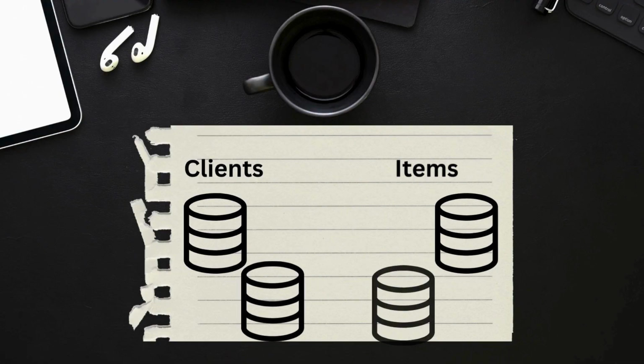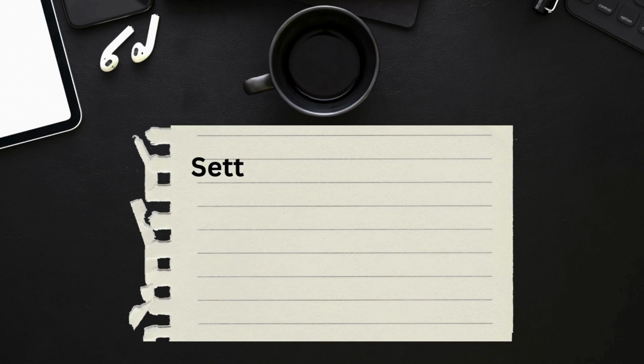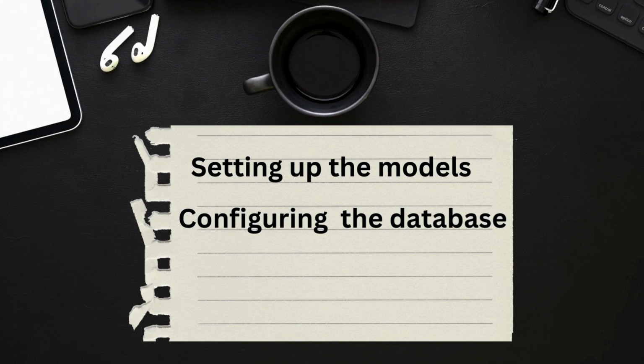Let's say we have clients and items in our database. Each client can have multiple items and each item can be bought by multiple clients. This creates a many-to-many relationship that we need to manage with a helper model. In this video, we'll cover how to set up the models, configure the relationships in the database, and make the necessary adjustments in our application.